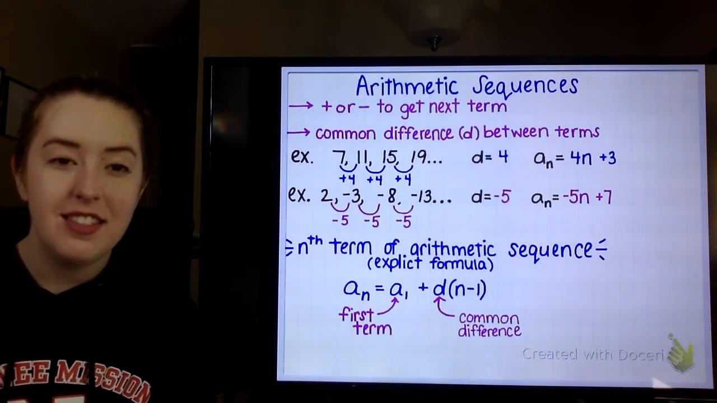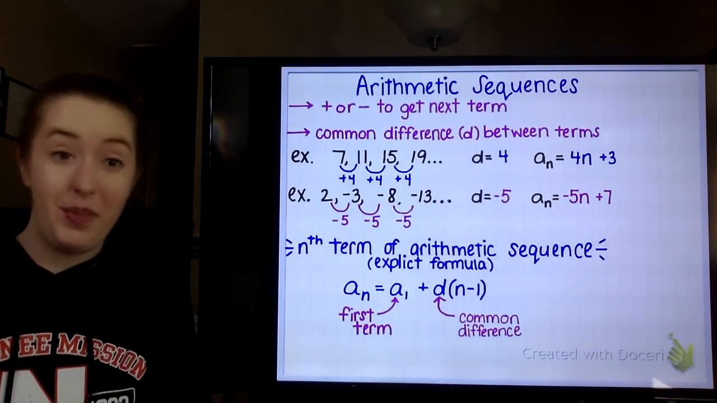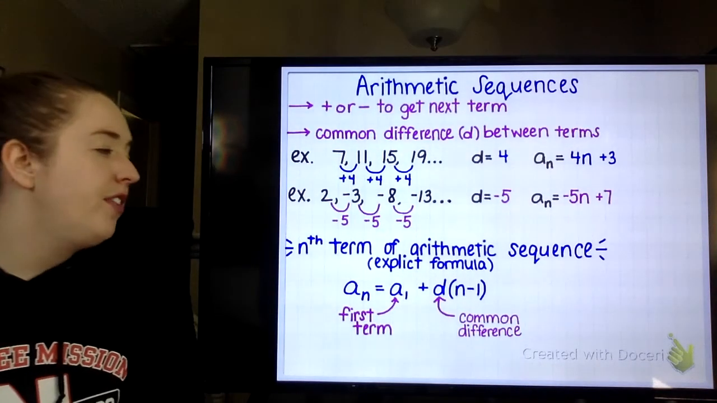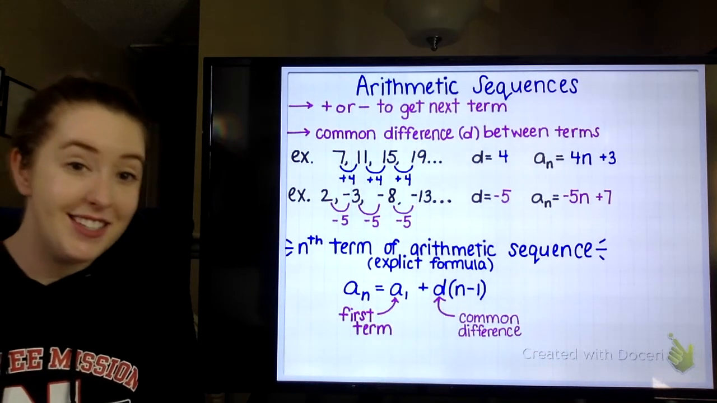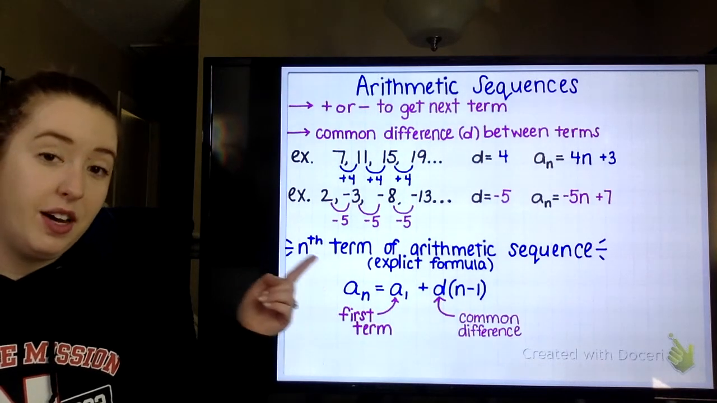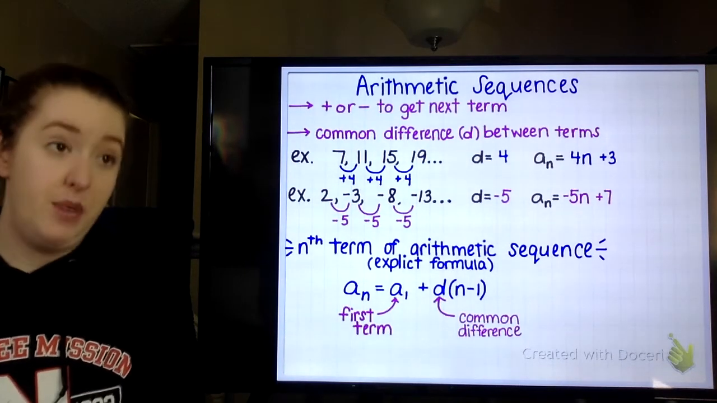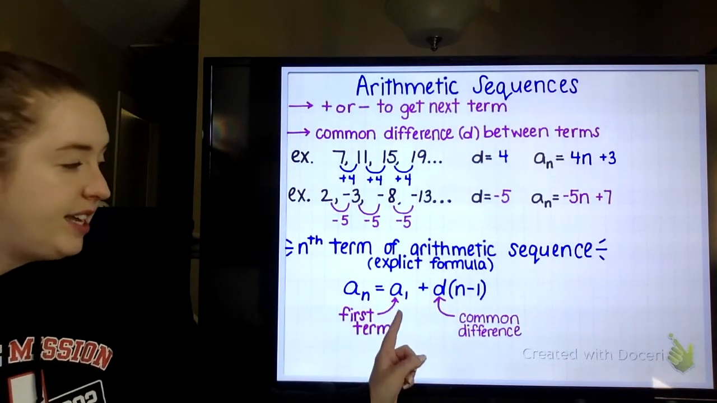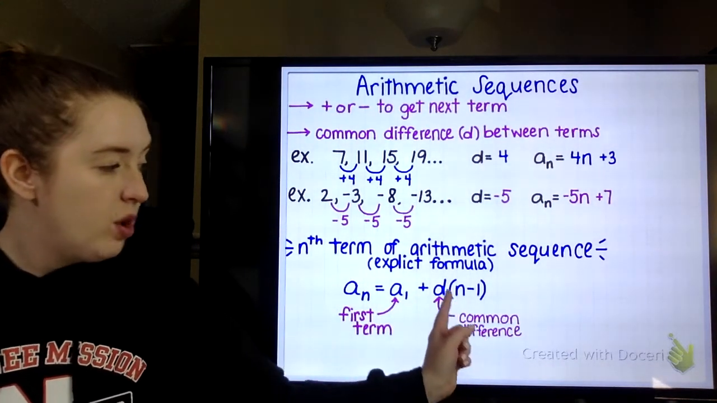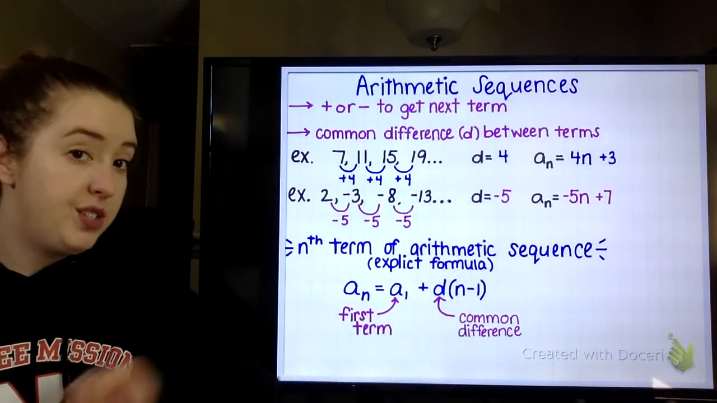Now, of course, there has to be a way to just plug in the stuff I know and have an explicit formula for it, right? Yeah, absolutely. So here's how we find the nth term of an arithmetic sequence. It's also how we find the explicit formula. These two terms basically mean the same thing. I'm asking for the formula for this sequence when it's an arithmetic sequence. So you're going to take your first term plus the common difference times whichever term you're on minus 1.